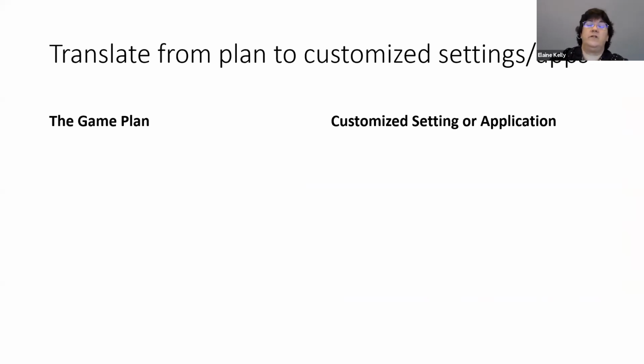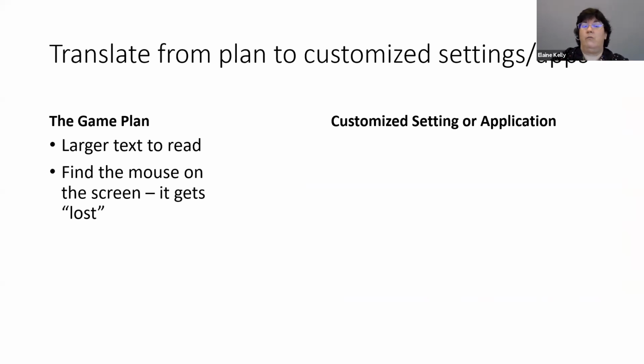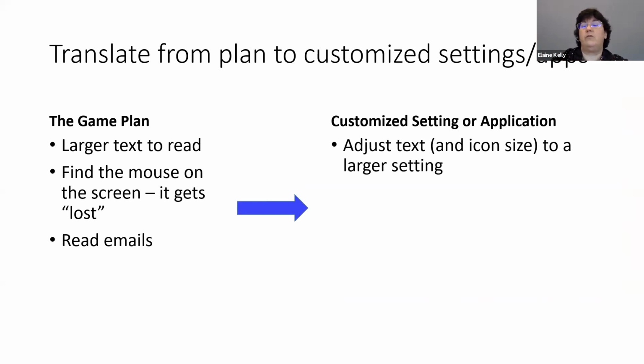All right, so what we want to do is take this piece of paper where we've written all of our items down, and translate it. We want to take it from the game plan and figure out what setting or application we need to use to meet their needs. So if we want to have larger text, we lose the mouse cursor on the screen, and we want to read emails, what do those things translate into? Well, for larger text, we want to adjust the text, maybe even the icon size. What were they complaining about? That they couldn't read the item, or that they couldn't see the little picture associated with it.